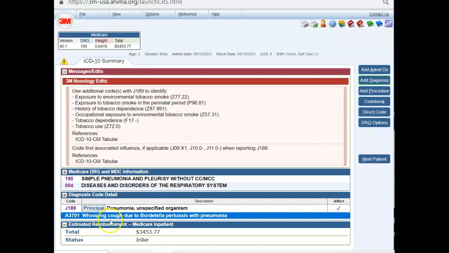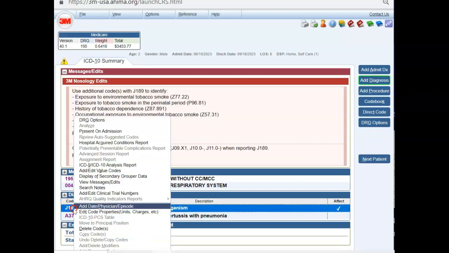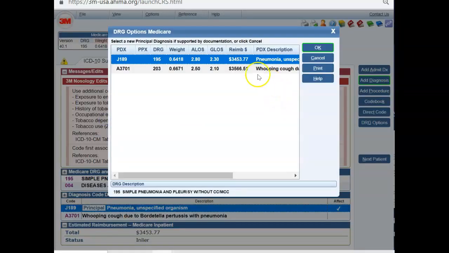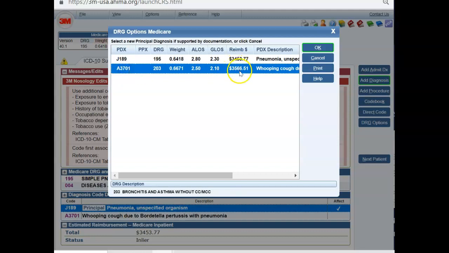So if I have this here and I just right click onto that, it gives me different options. You're going to want the POA, all that good stuff. But let's go, we could go DR options this way. What you want to do, select a new principal diagnosis. So if I select that, it gives me how much. Okay, so it shows you the difference by putting the whooping cough first versus that.